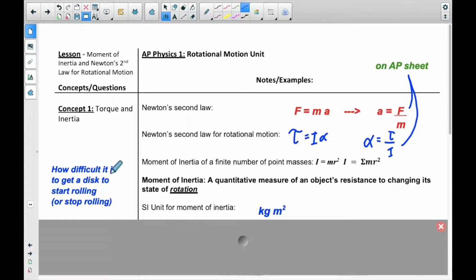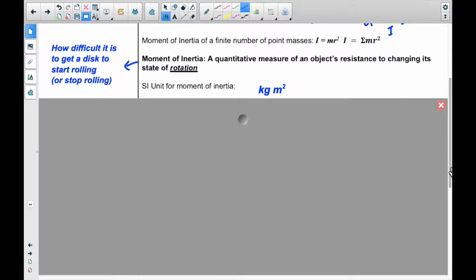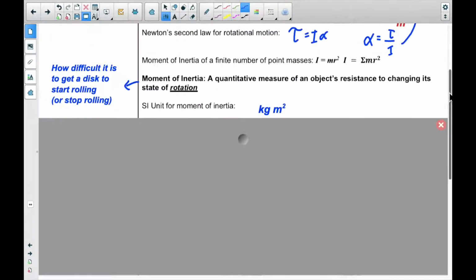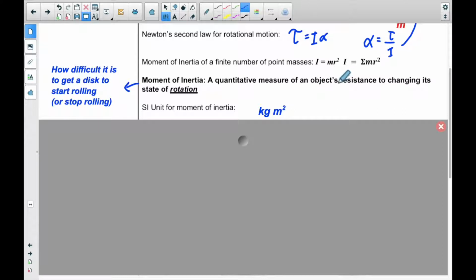So over in the margin here, I have written out that the moment of inertia is basically asking how difficult it is to get a disc to start rolling or to stop rolling. It doesn't have to be a disc, but you might think about a big, heavy mechanical disc of some sort, and how difficult it is to get that thing started, and then once you get it started, how difficult it is to stop it. Another comparison sometimes is a bowling ball and a wiffle ball. How difficult is it to get that ball rolling, and how difficult is it to stop that ball? That is the moment of inertia, a lot like momentum.